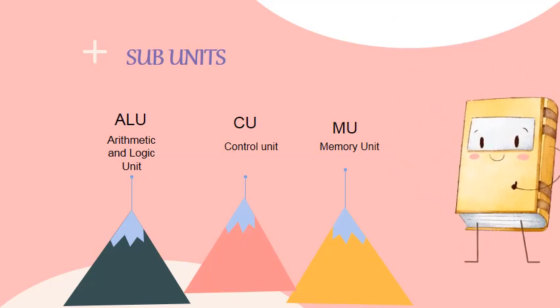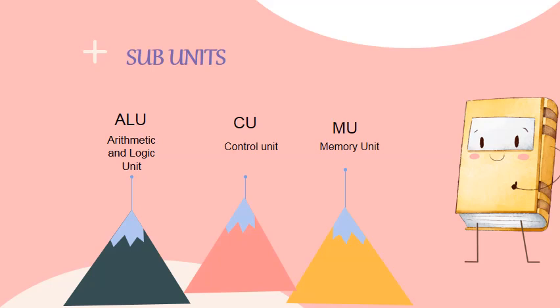CPU has three subunits. These are ALU, CU, MU. ALU stands for Arithmetic Logic Unit. CU stands for Control Unit. The MU stands for Memory Unit. Students, let us discuss ALU. ALU stands for Arithmetic Logic Unit.